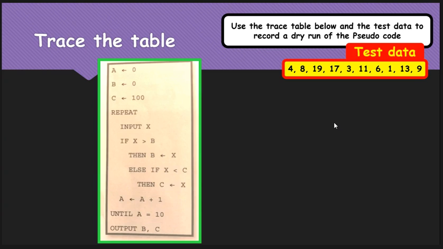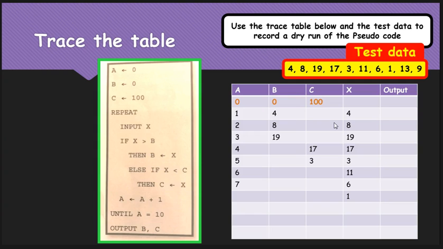Okay, so what I'm going to show you now is the trace table, what you should have got. You should have got the following values, and B should show 19, and C should show 3, and the output should be 19 and 3. Okay, now you would have noticed that it should have been 19 and 1. I made a mistake there. It hasn't been finished. Apologies for that. Yes, 19 and 1, because 1 is your lowest.